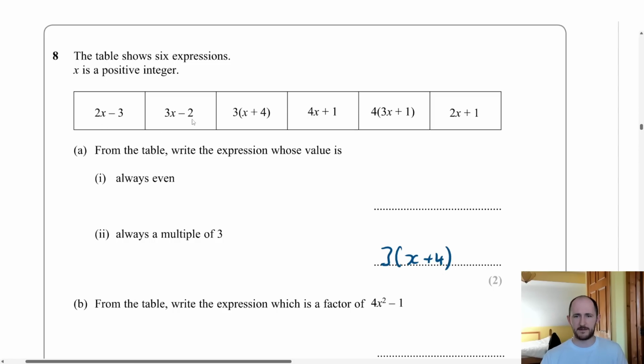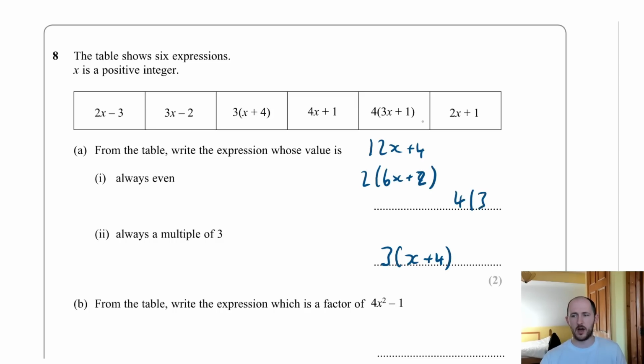Well, none of these have a 2 factorized out, and in fact none of them could be factorized by 2. But if we have a look at this one here, what I'm going to do is expand it, 12x plus 4, then I can factorize out a 2. Whoa, careful there. I can factorize out a 2, so this one here is actually always even. So now you're probably thinking, okay, well how did I know that I could do that? And I haven't done the question before, just so you know.